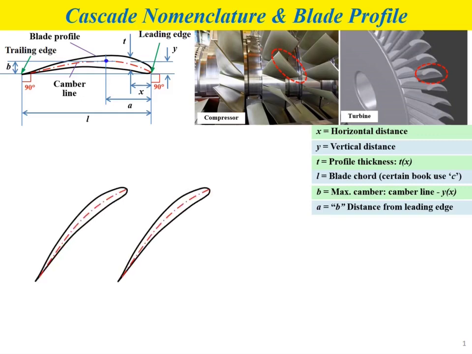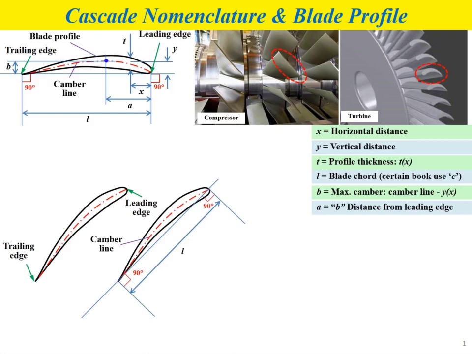Now we consider the cascade nomenclature. In the figure we have 2 identical blade profiles. The figure shows the camber line of the blade, also the leading edge point and the trailing edge point of the blade. If you connect both points, we will get the chord line as we mentioned in the blade profile discussion. The distance between the trailing edge point and the leading edge point gives you the value of blade chord length. So let's draw the reference points based on the trailing edge point and the leading edge point.